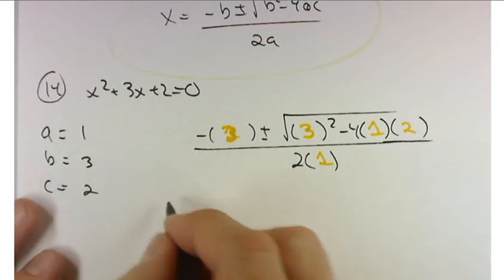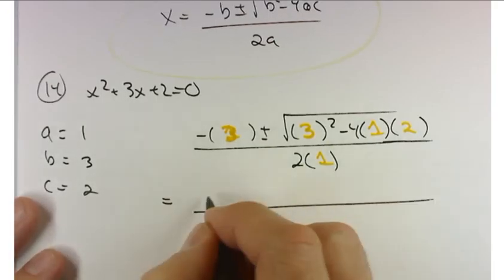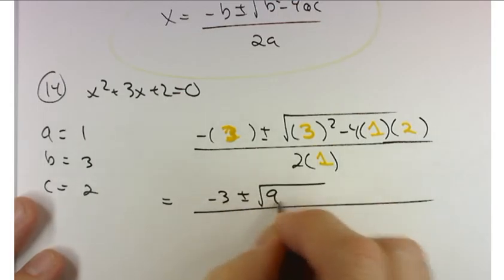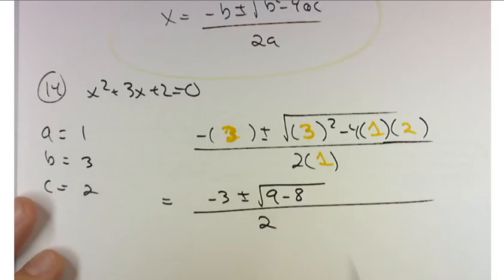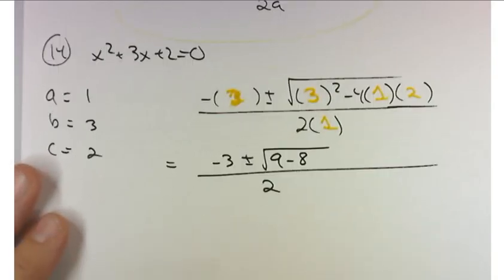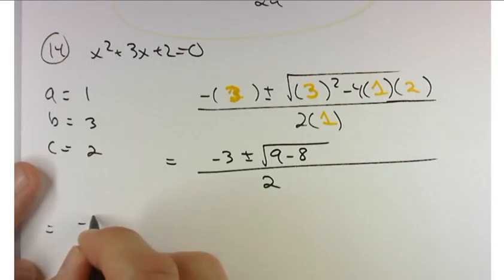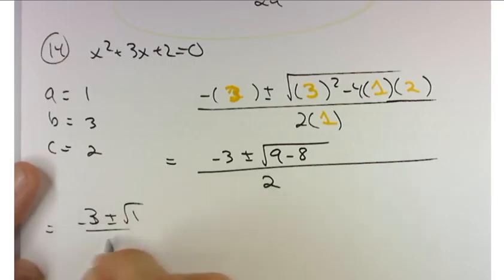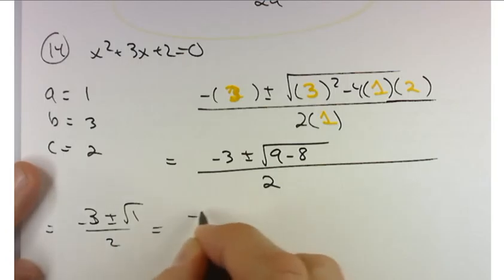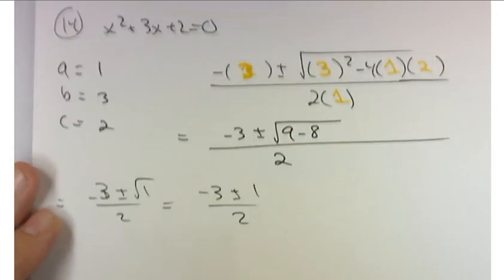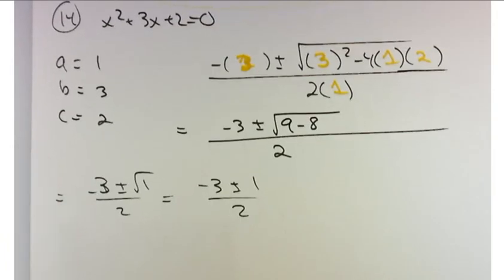So how's that going to simplify? It's going to be negative 3 plus or minus the square root of 9 minus 8 over 2, which is negative 3 plus or minus the square root of 1 over 2. What's the square root of 1? 1. A lot of times people just leave it as the square root of 1. You can simplify that. You should simplify that.